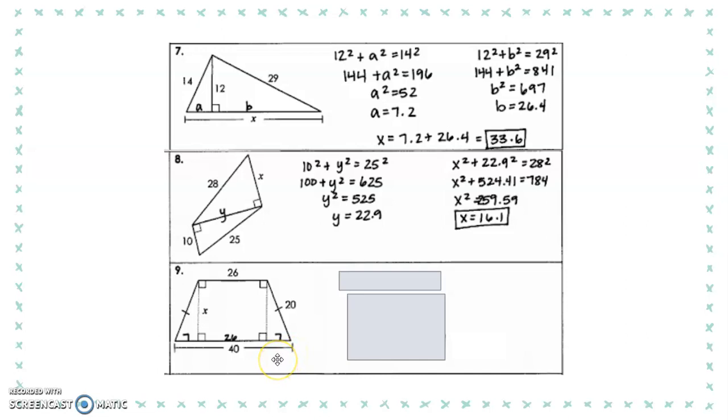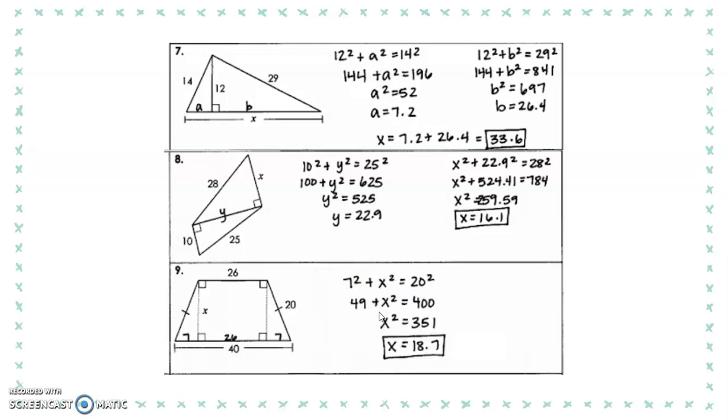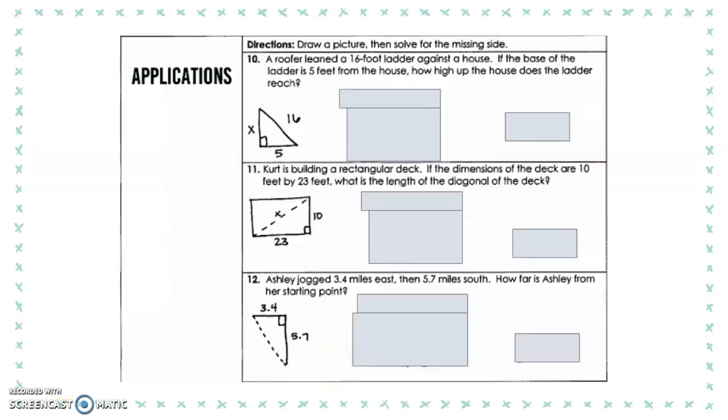Once we find that missing piece, we now have 2 pieces of information for a right triangle, and we can set up the Pythagorean theorem to find our x. So when I set up that formula, I'm going to have 7 squared plus x squared equals 20 squared. And solving for x, I find that x equals 18.7.